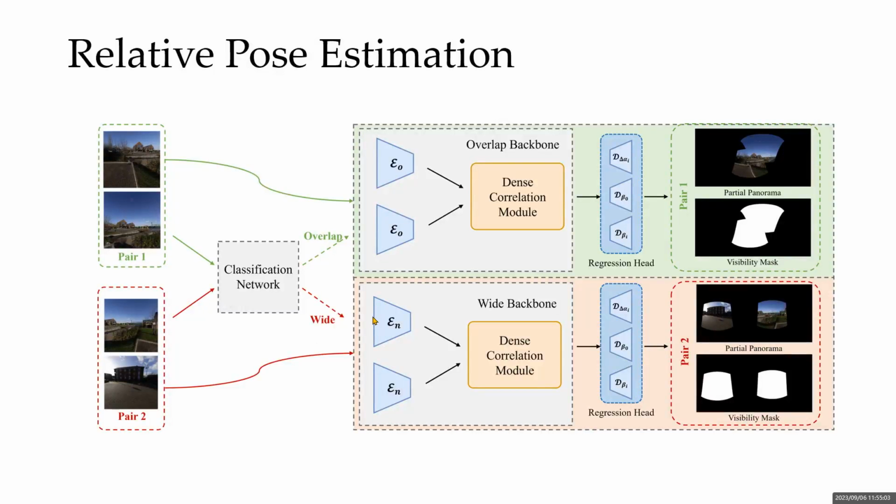Now, let's first look at our two-stage angle prediction network in detail. So the pipeline first estimates whether the input image pairs have an overlap, and then directs the image pair to the corresponding regression network. These are feature encoders, and these are regression heads for overlap cases and wide baseline cases, respectively.